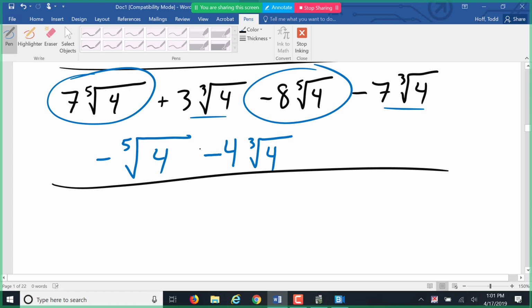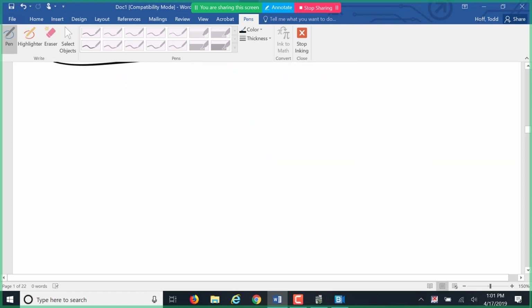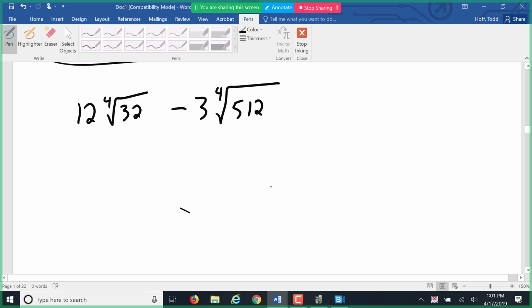Sometimes there's reducing that we can do before we combine. We might have a problem like this. 12 times the fourth root of 32 minus 3 times the fourth root of 512. If I look at those, I say, well, they're both fourth roots, but there's a different object in the root. But they can be reduced.